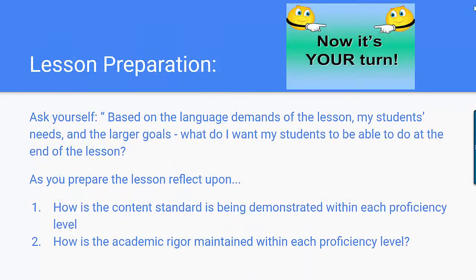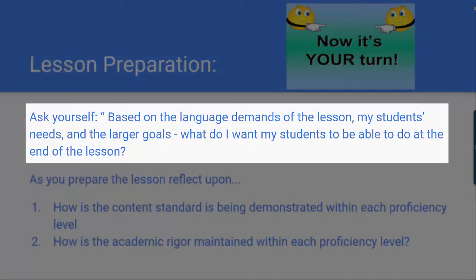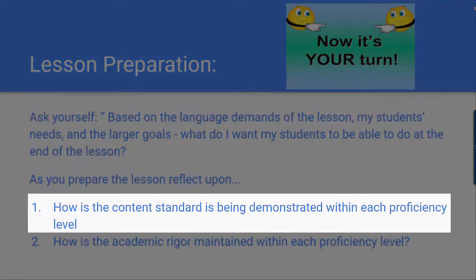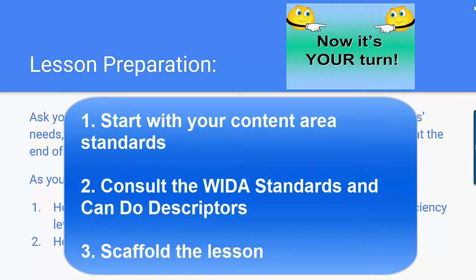As you prepare that lesson, I want you to think about, based on the language demands of the lesson, my students' needs, and the larger goals, what do I want my students to be able to do at the end of the lessons? Reflect on these two questions. How is the content standard being demonstrated within each proficiency level? And how is the rigor maintained with each proficiency level? We need to start with your content area standard first, then the WIDA standards, the Can Do descriptors, and be able to scaffold our lesson so that it meets that EL's needs.